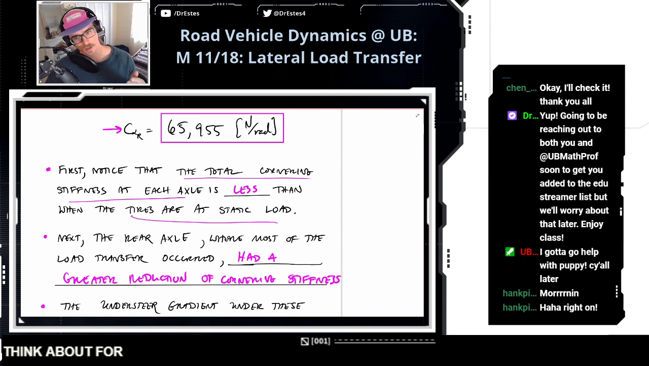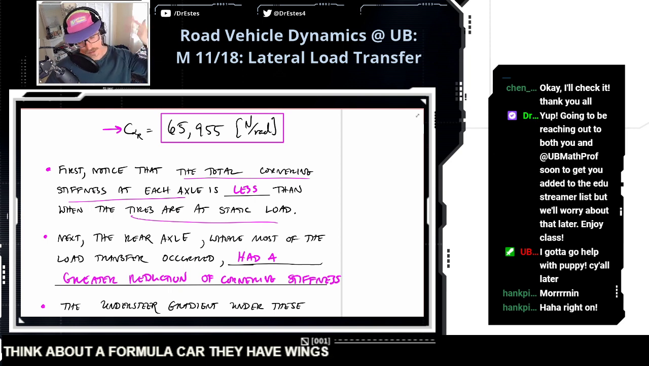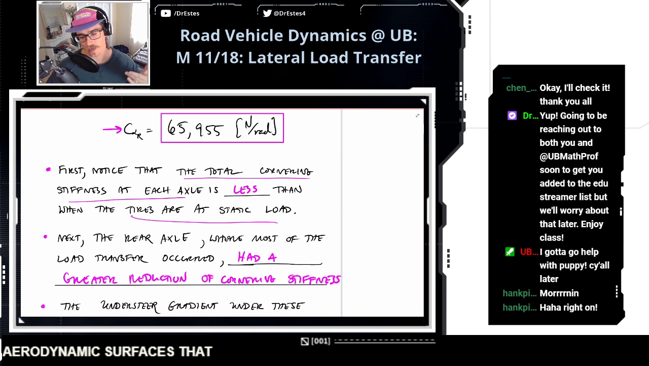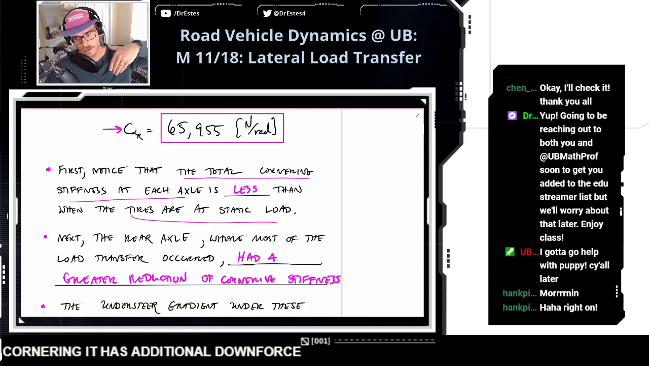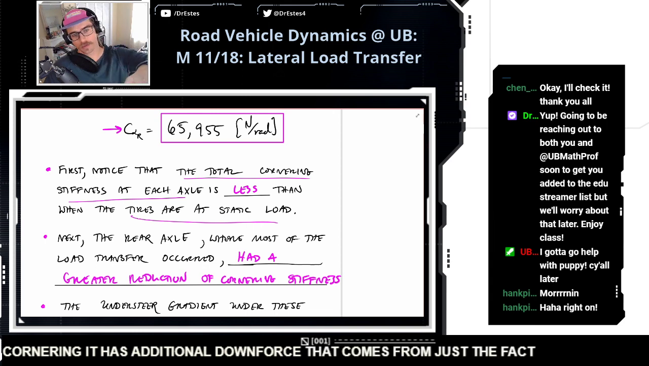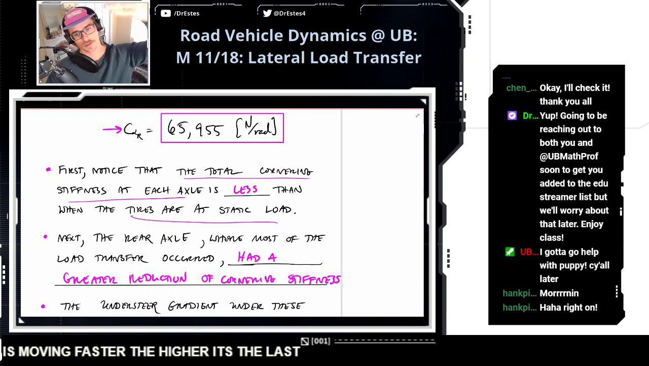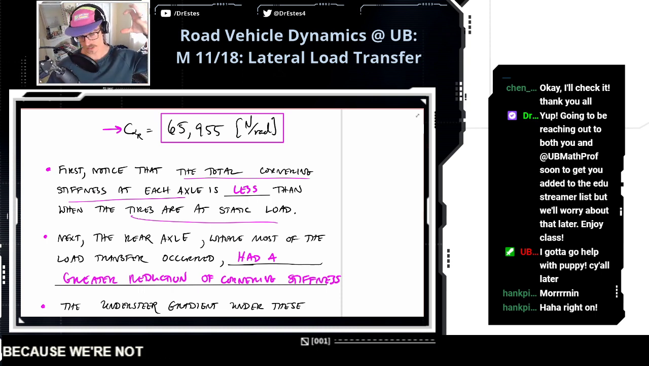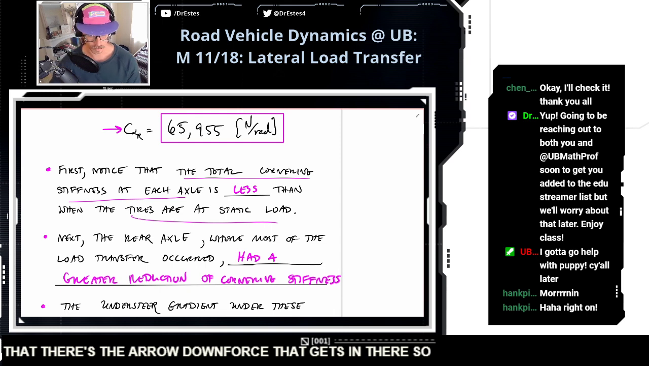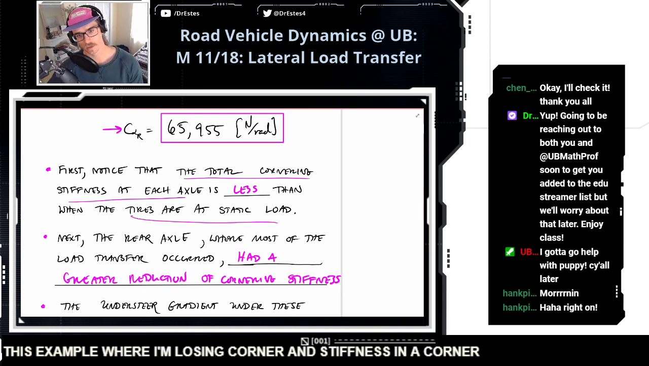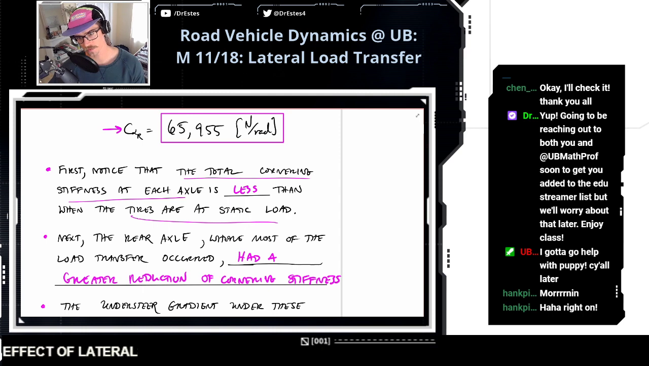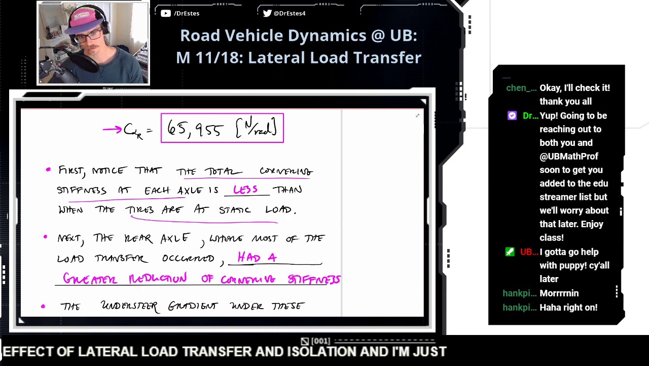If you think about a formula car, they have wings at the front and the rear, so aerodynamic surfaces that increase the downforce. So a formula car, even when it's cornering, has additional downforce that comes from just the fact that the car is moving faster. The higher its velocity is, the higher the normal load is on the car, because we're not just considering the weight. There's the weight, and then on top of that, there's the aero downforce. So just keep that in mind. This example where I'm losing cornering stiffness in a corner, that's just the effect of lateral load transfer in isolation, and I'm just considering the weight of the car shifting.